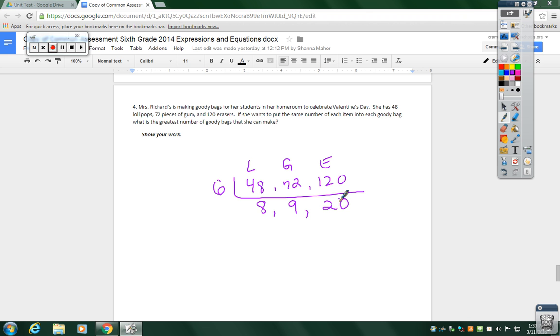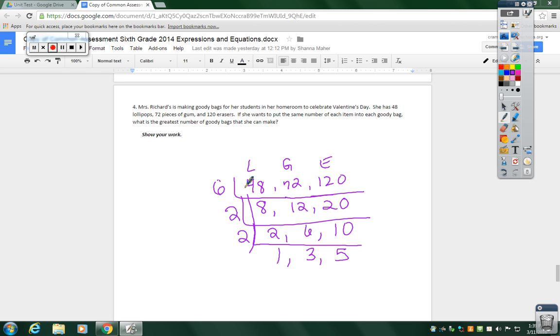Oh, I did something wrong. This is Kramer. 72 divided by 6 is 12. See, even I make mistakes when I'm rushing. 8, 12, and 20, all divisible by 2. Ooh, these are all divisible by 2 again. Now the only factor these have in common is 1, so I'm going to stop.